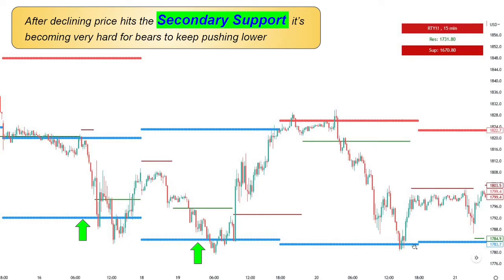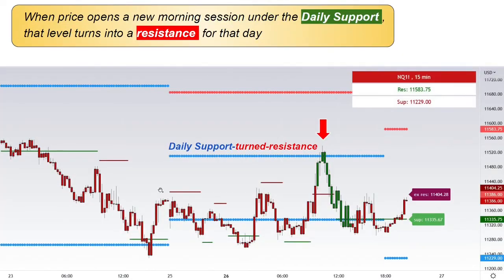That's another example that when bears managed to push price into the secondary support, they could not push it much lower. So price was oscillating around that level until bulls realized that bears ran out of gas, they got exhausted, they stepped in, they started to push price back up, but they could only manage to push it back up into the daily support that turned into resistance because price started the day under the daily support.